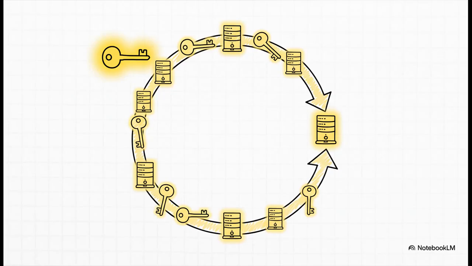Now here is the simple, brilliant rule. To figure out which server owns a piece of data, you start at the data's position on the ring, and you just walk clockwise until you hit the very first server you find. That's it. That server is the owner. It's a beautifully simple and totally predictable system.